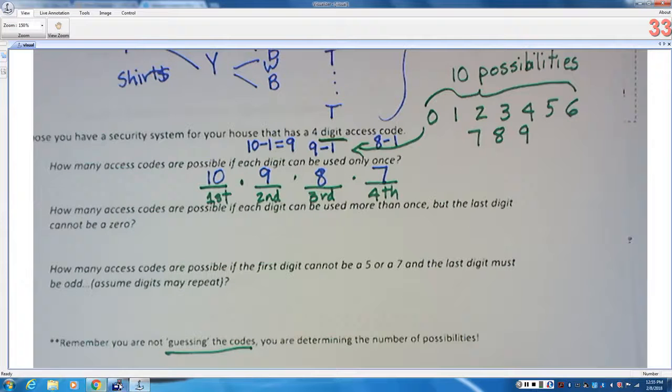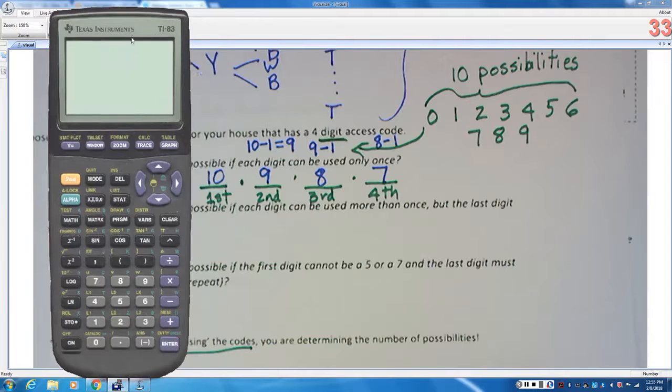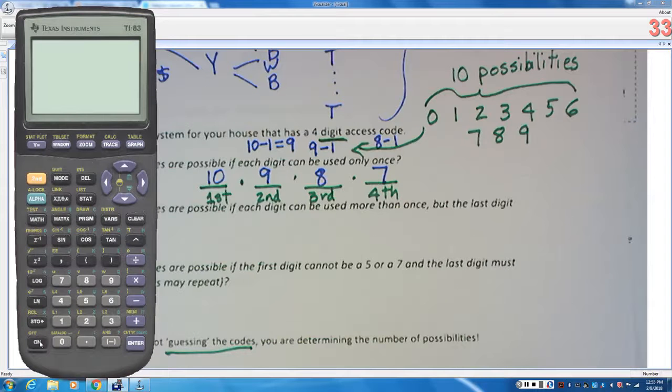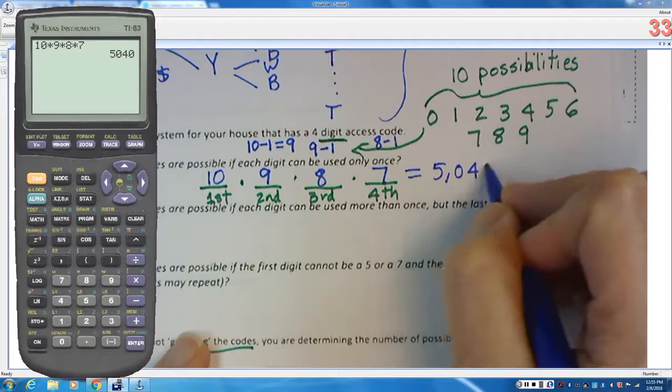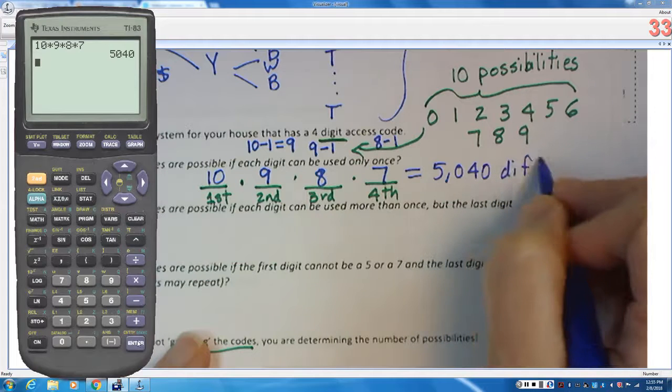So let's do that on the calculator. It would take us forever if we started listing all the possible codes, because that's 10 times 9 times 8 times 7, or 5,040 different codes.